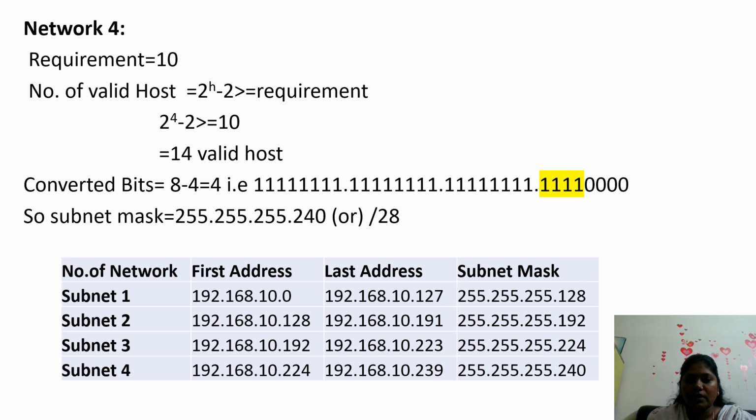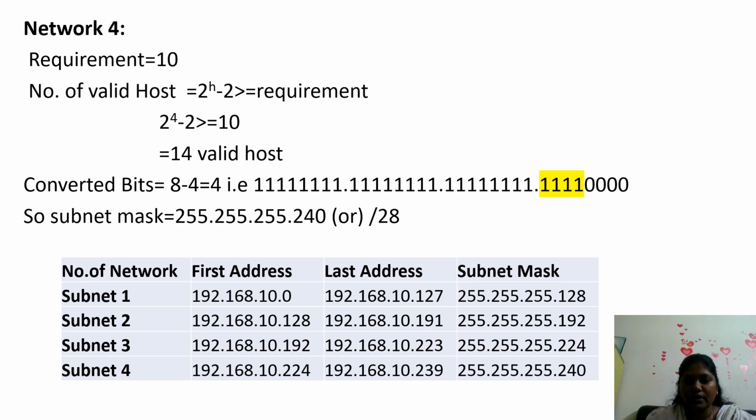The third subnet is going to have the next IP address, the first address as 10.192, and the last address as 10.223. So the subnet mask is going to be 255.255.255.224. Subnet 4 is going to be 192.168.10.224 till 10.239. So in total we are going to have 14 valid hosts in this network, and the subnet mask is going to be 255.255.255.240. So this is the first address and the last address of each and every subnet.